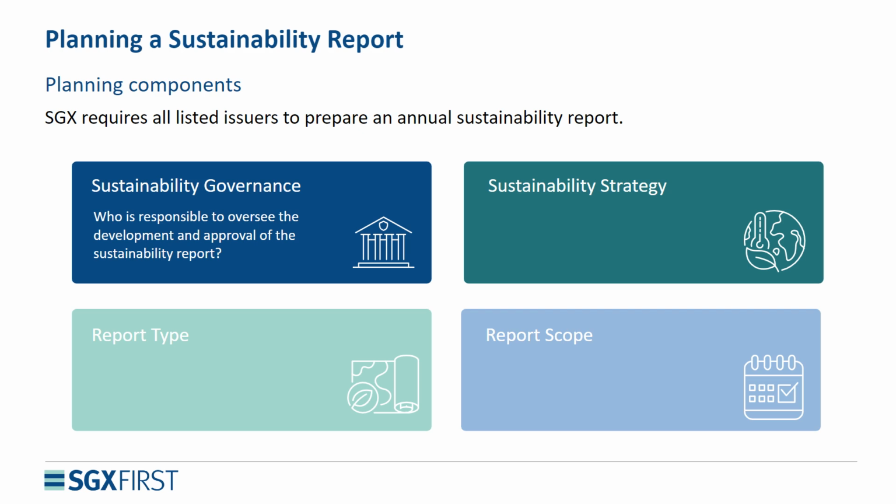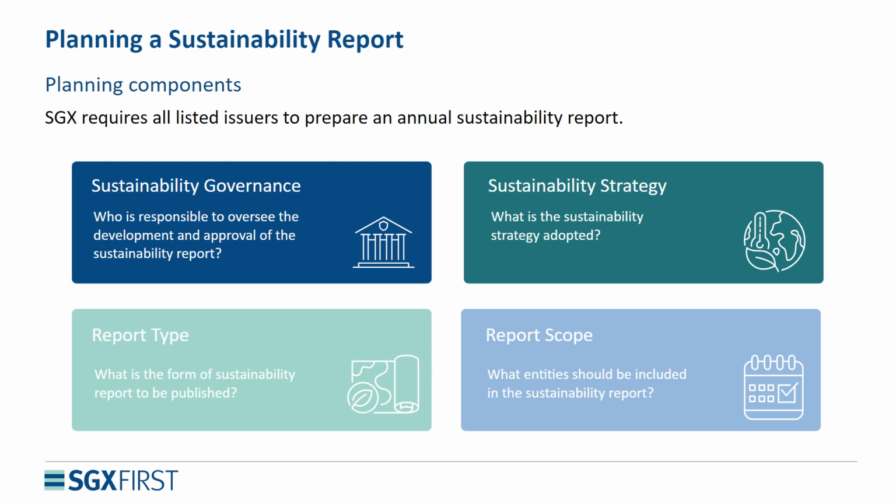Sustainability governance. Who is responsible to oversee the development and approval of the sustainability report? Sustainability strategy. What is the sustainability strategy adopted? Report type. What is the form of sustainability report to be published? Report scope. What entities should be included in the sustainability report?